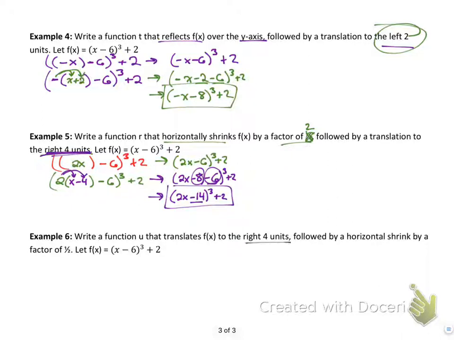Last one. We're moving to the right 4 units. So, inside, let's put parentheses instead of x, minus 6 cubed plus 2. We're moving to the right 4, so it'll be x minus 4. And we will go ahead and combine these like terms, negative 4 and negative 6, to make negative 10.